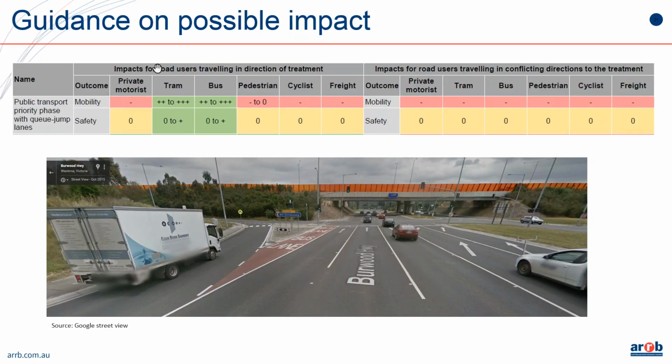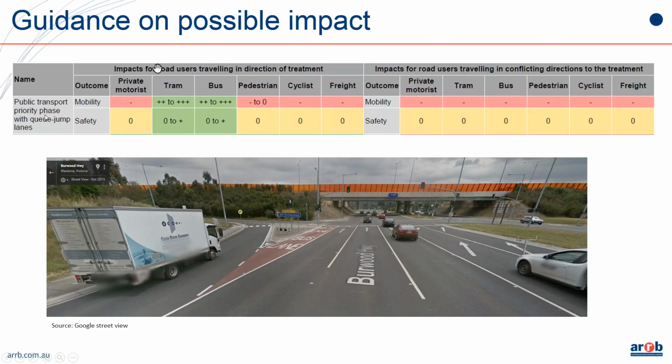Now, I'll just give you one specific example. Each of the traffic signal techniques that were shown earlier has a particular rating in terms of their impacts, both for the road users traveling in the direction of the treatment and impacts for road users traveling in conflicting directions to the treatment.